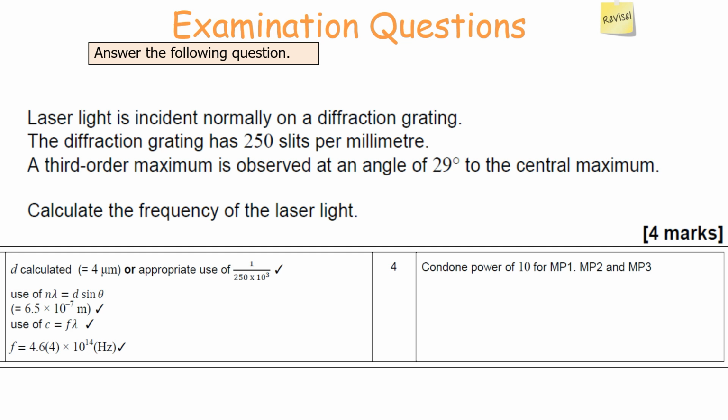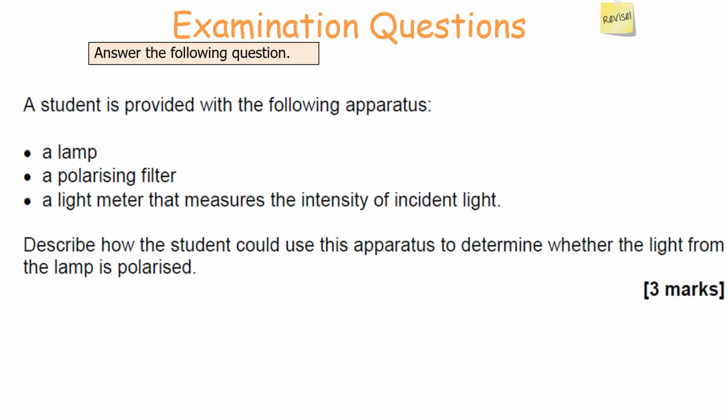We then use speed equals frequency times wavelength to work out frequency, because we can say frequency is equal to 3 times 10 to the 8. We know that because it's laser light, so it's a light wave, divided by our value we've just worked out for lambda to get our answer to be 4.6 times 10 to the 14 hertz. Let's have a look at our next question.